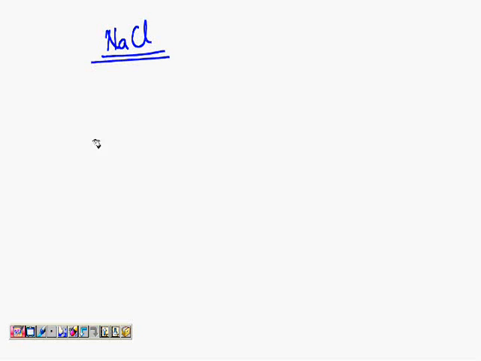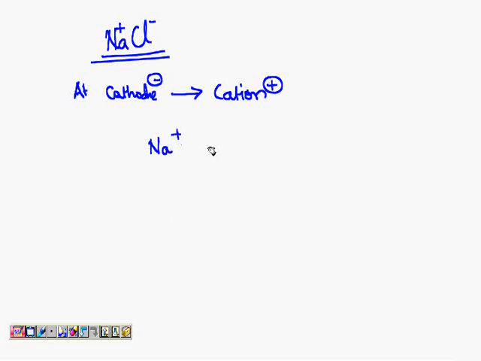Okay, the reaction that is taking place at cathode. At cathode, the ion that comes over here is cation. Okay, cathode is negative electrode, cation is positive electrodes. Okay, so here we have Na plus. It will be gaining one electron. It is going to become Na.